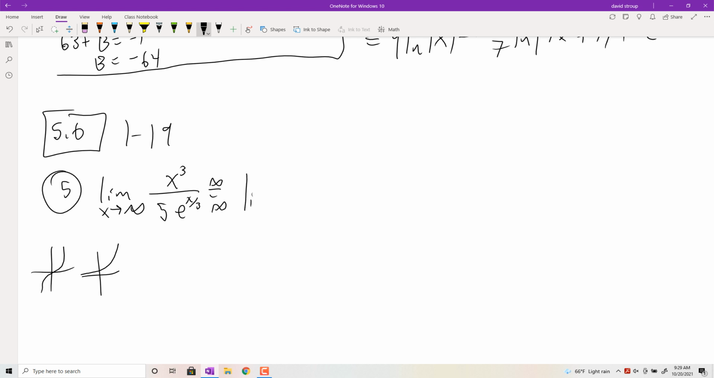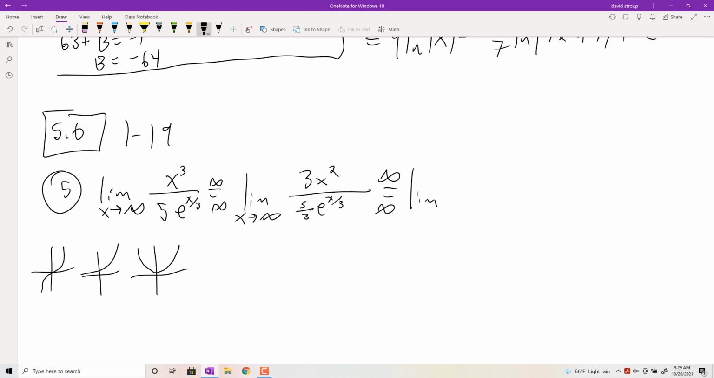So I can do L'Hopital's. You can take the derivative of the top, which will be 3x squared. The derivative of the bottom is going to end up being 5/3 e to the x over 3. Investigate it again. This time 3x squared will be a parabola. It'll go to infinity as x goes to infinity. The bottom will also, again, go to infinity.